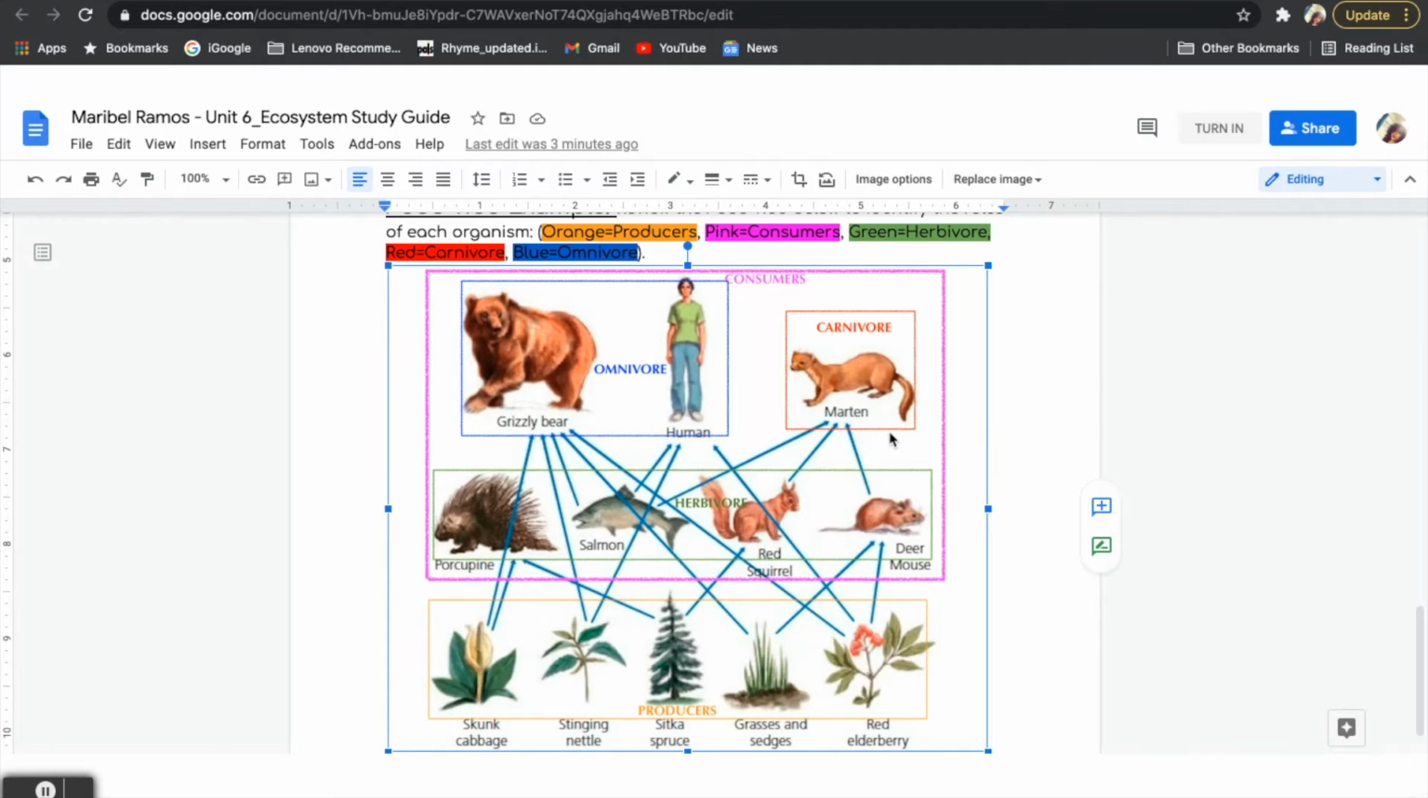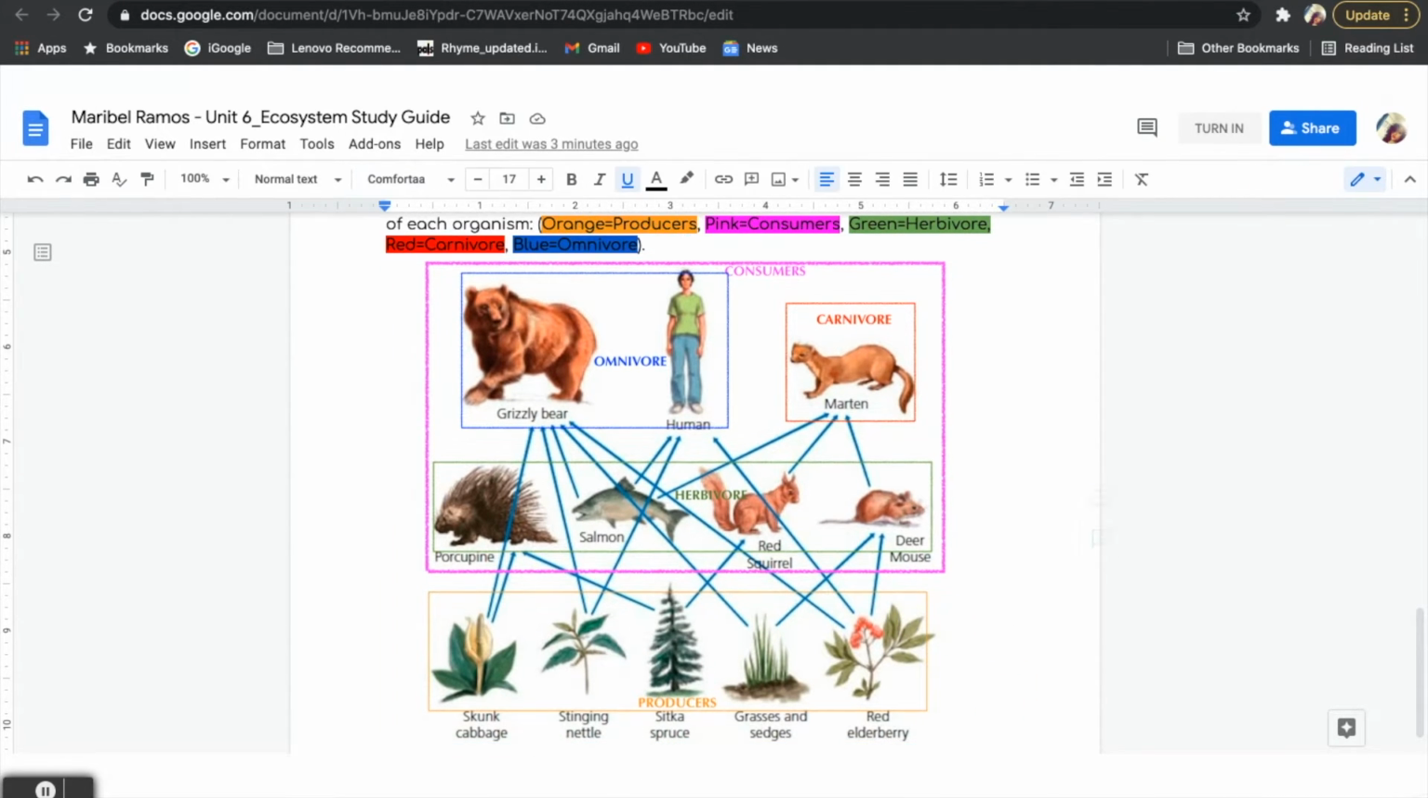Let's take a close look at producers. Can you share on Edpuzzle an example of a producer on our food web? Thank you for sharing your thinking. If you said skunk cabbage, the stinging nettle, the Sitka spruce, grasses, or red elderberry, that is correct. All these plants are examples of producers.